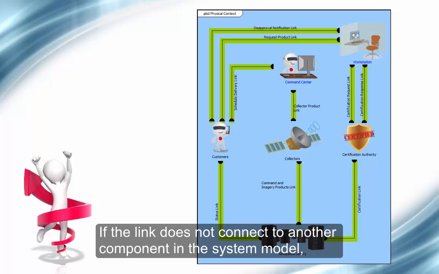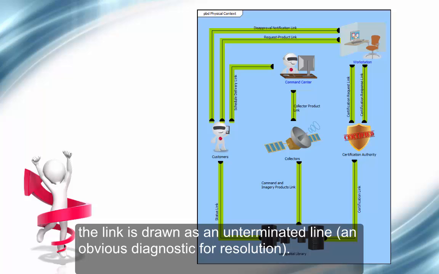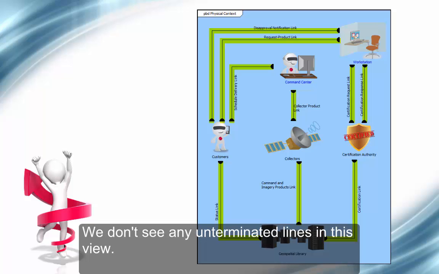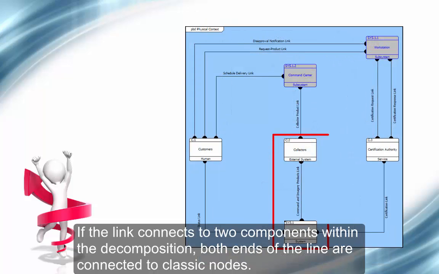If the link does not connect to another component in the system model, the link is drawn as an unterminated line, an obvious diagnostic for resolution. We don't see any unterminated lines in this view. If the link connects to two components within the decomposition, both ends of the line are connected to classic nodes.